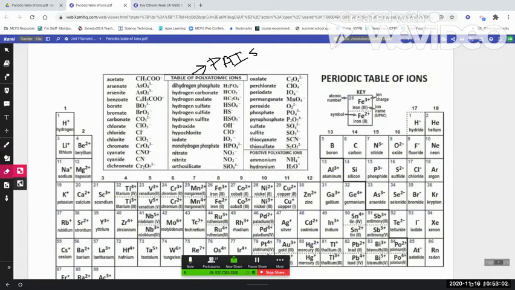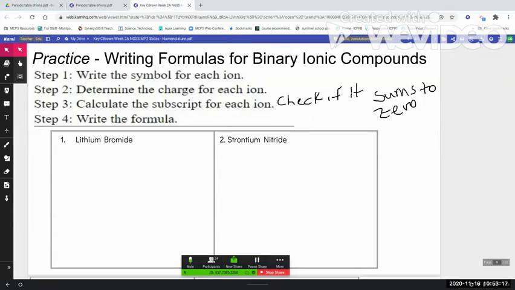Okay. And if it's a negative ion or anion, it's on this side usually. So for lithium, you want to look on this side and notice it's right there. It's a +1. So I'm going to draw Li. So this is my step 1.